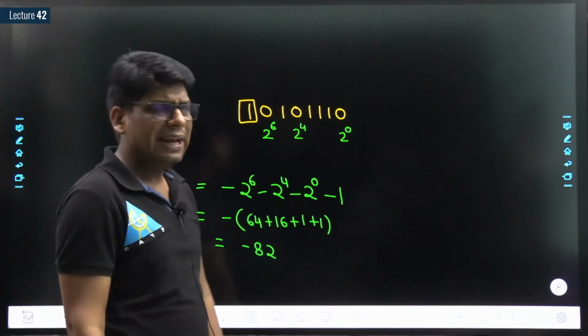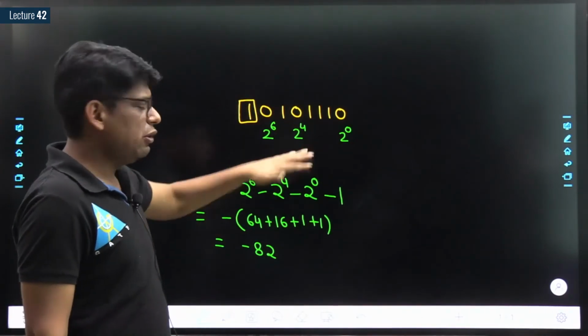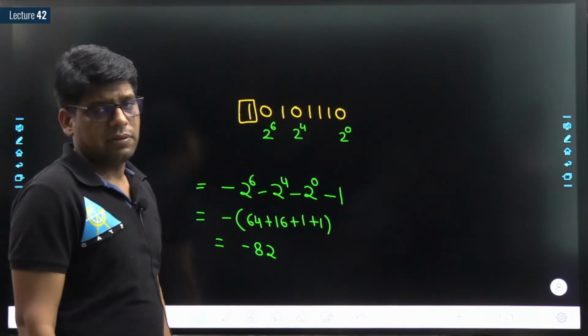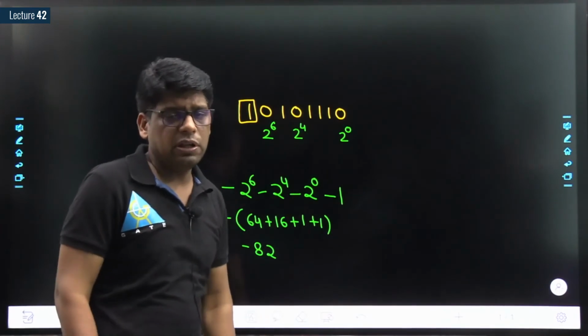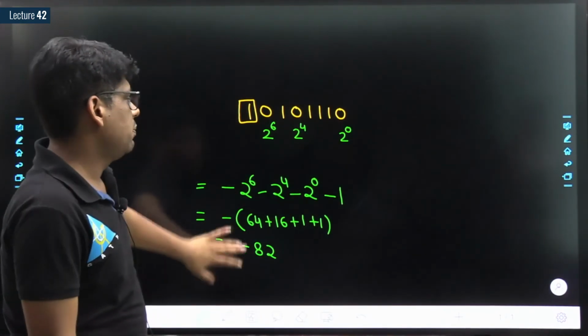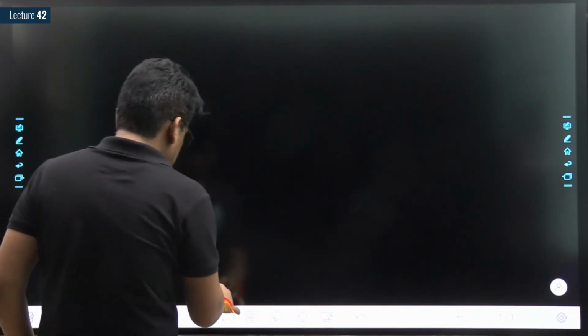Great, sir. This is a great method. You can directly find the value of a negative number. We are working upon 2's complement form. Let me cover the last question so that again clarity of thought will be there.